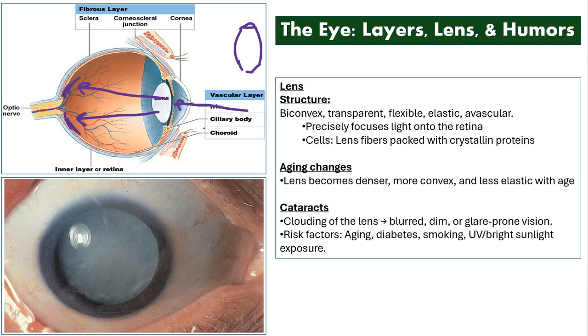Now, if you're talking about something that is all about flexibility and elasticity, over time you can decrease elasticity and decrease flexibility with age. And the more dense the lens becomes, the more convex, that means your shape is going to change, and the less elastic it is, where you're going to have mainly near vision issues. So if you can't see up close a lot, that can also be due to age changes.